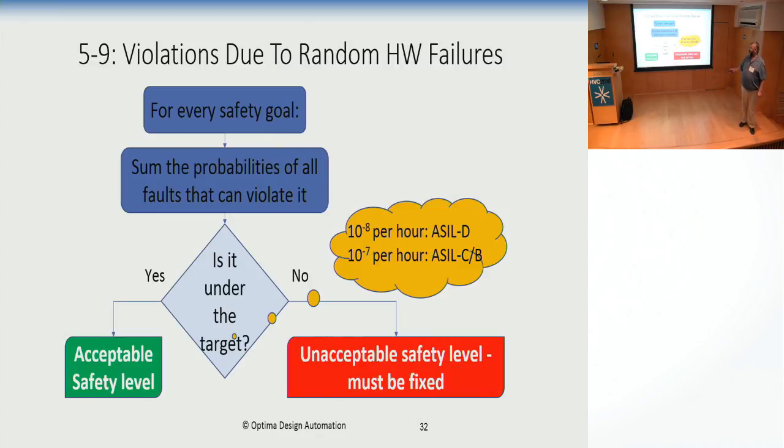Is it under the target? Then it is an acceptable safety level. It's not safe. It still has a positive probability of problem, but it is safe enough. I can live with it. And of course, if it is above it, it's an unacceptable safety level. It must be fixed. You cannot manufacture and give people products that are in this red zone.